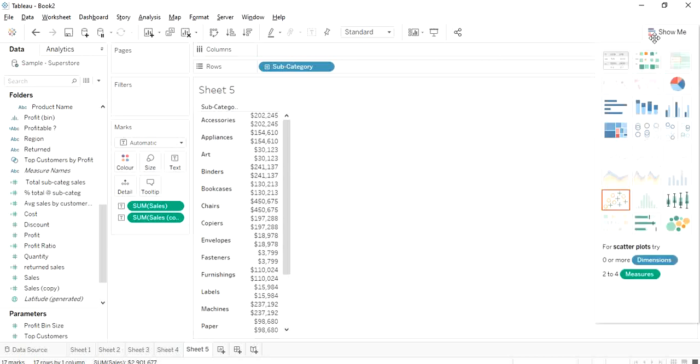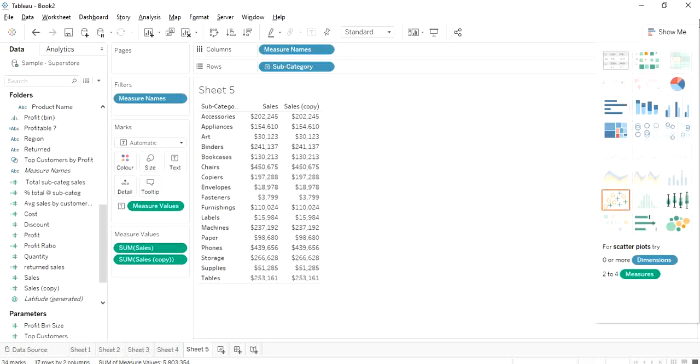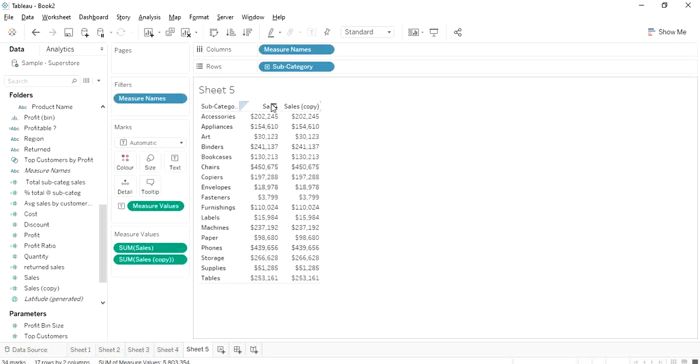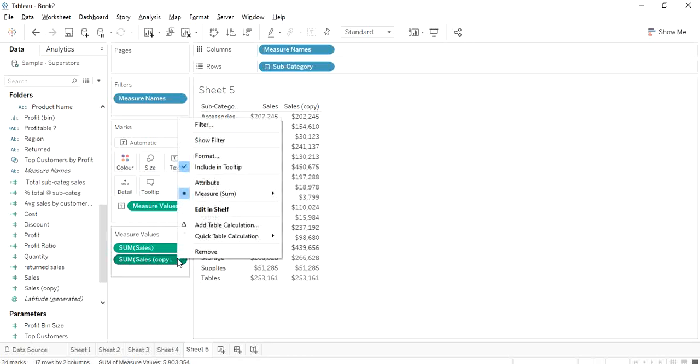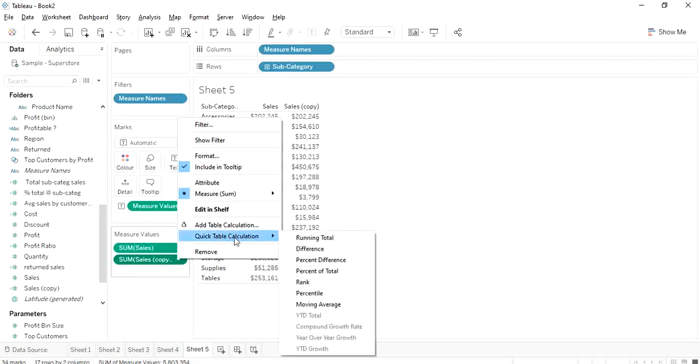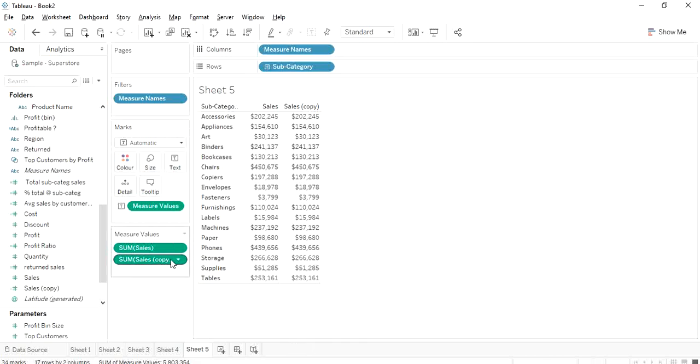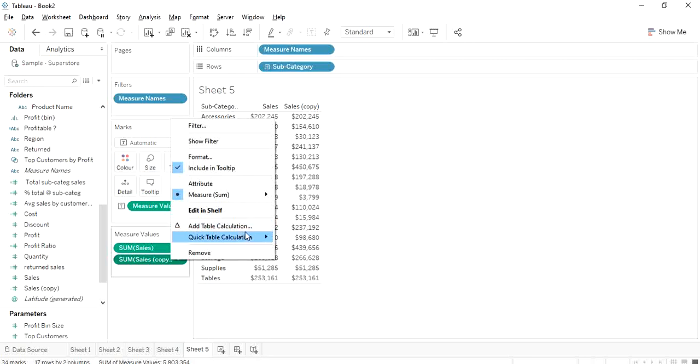Okay. Now this is my original sales, and I kept the original sales intentionally so that you can see how the original number is, and when I'm applying any quick table calculations, how things differ. So pay close attention. Whenever you right click on a measure value, here are the options.